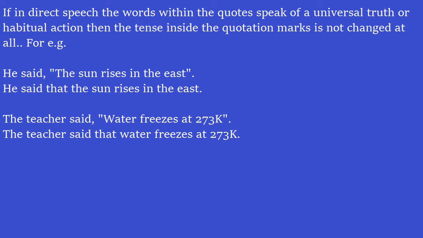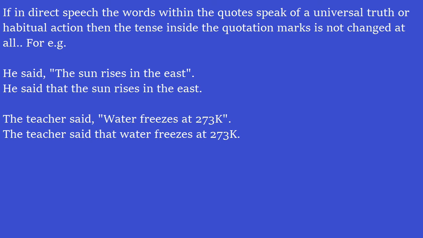The reason is if we say he said that the sun rose in the east, that's like it does not happen anymore. That's kind of lowering its value. So it's a rule that for any universal truth you do not need to follow the rules. The teacher said water freezes at 273 Kelvin. The teacher said that water freezes at 273 Kelvin. It's going to freeze at the same temperature all the time. Okay, so you have to just say it as it is.